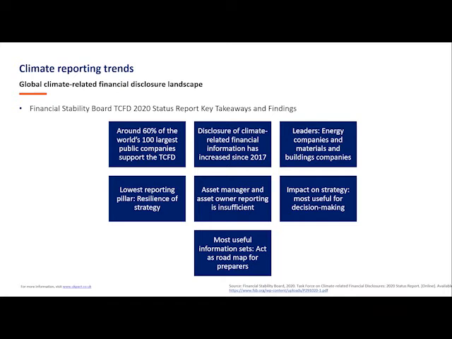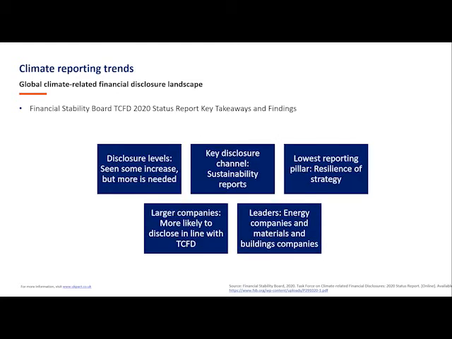Moving on, in terms of climate related reporting trends and findings, as a key takeaway from this status report, we see that the disclosure of climate-related financial information has indeed increased since 2017, but more progress is still needed. On average, across the 11 recommended disclosures, there's been a 6 percentage point increase between 2017 and 2019, but there is still room for improvement in terms of how companies disclose on how climate will potentially impact on their business, their strategies, and financial planning.